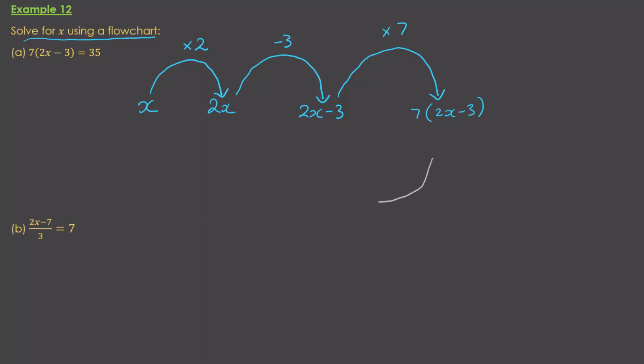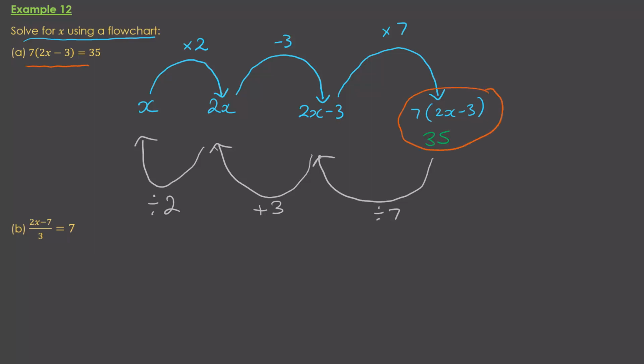The reverse path here is going to use the inverse operations. So we're going to divide by 7, add 3, and divide by 2. And of course we start with the 35. Note over here, our equation says 7(2x minus 3) is 35, and that's what we have here in the flowchart.